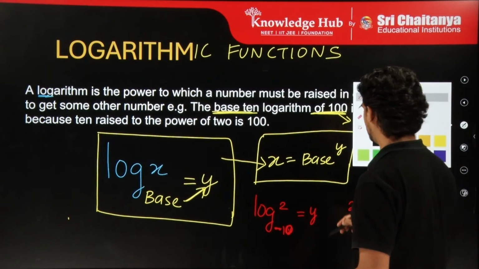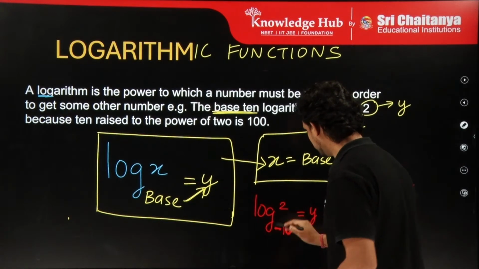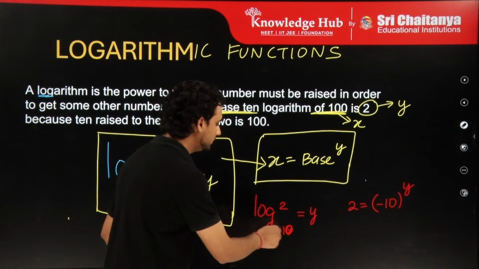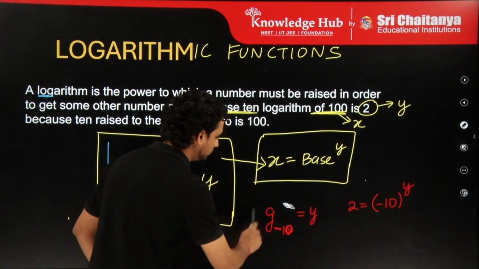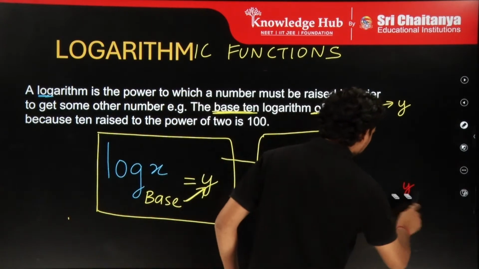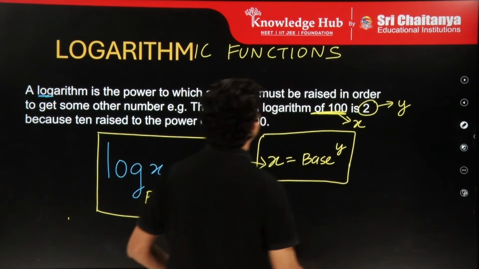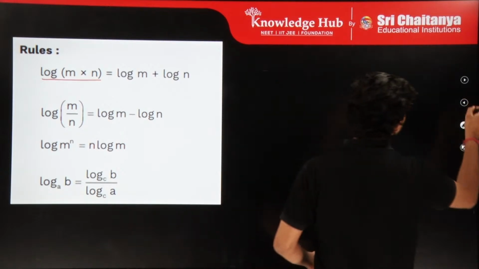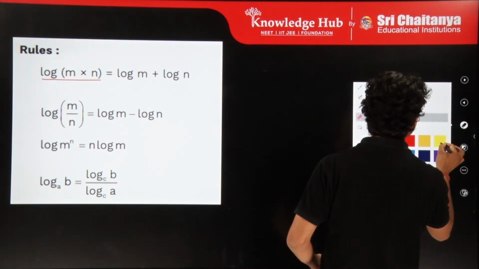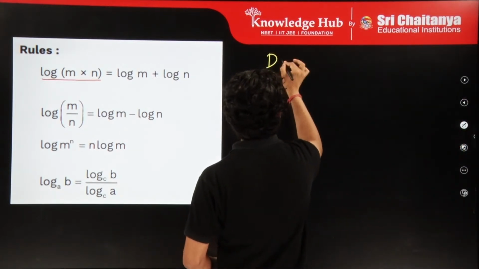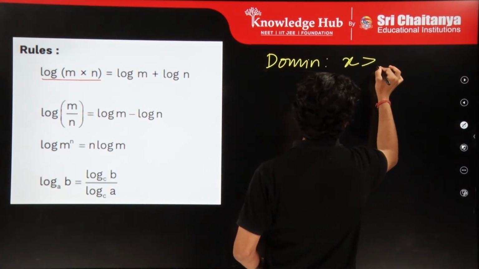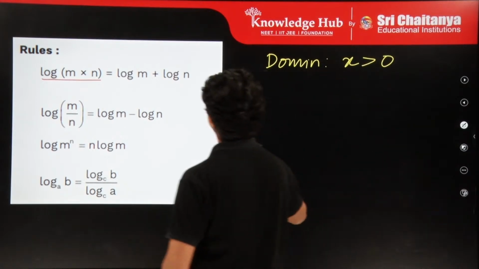No, sorry, we can take base as negative also. I'm really sorry, just let me correct myself. This base can be anything. I am talking about the domain, sorry. The domain, that is x, is always greater than 0.